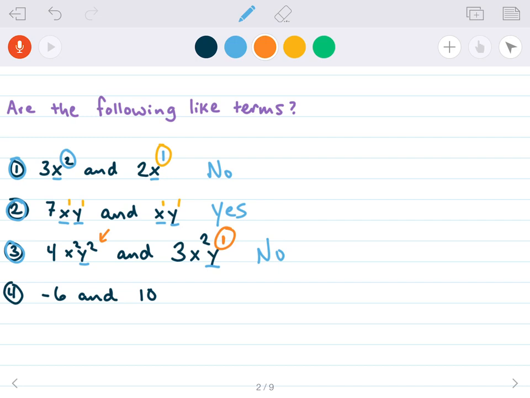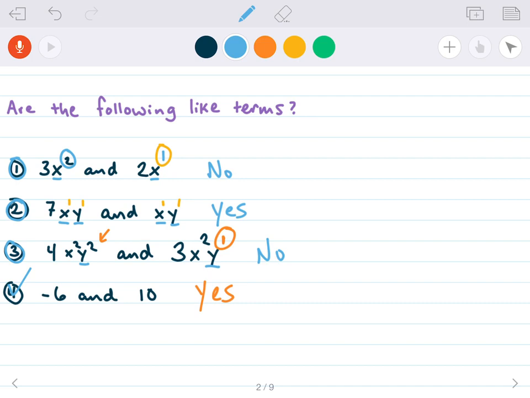Okay, and finally we have two numbers, -6 and 10. Yes, these are like terms because the variable that's attached is understood to be x, right? So we have -6, or it could be really anything, any variable you like. And anything to the 0 power is just 1. So this is -6 times 1, 10 times 1. Yes, so these are like terms that have the same exponent.